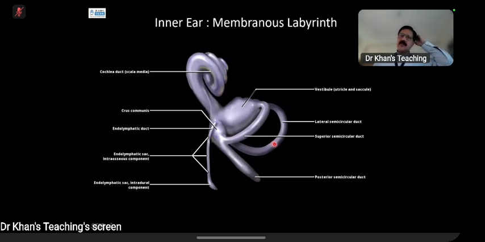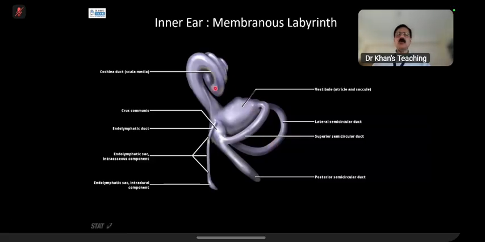This is the internal ear. Luckily, it is beyond FRCR, so I'm not going to teach you in great detail. The FRCR exam is what we call a general radiology exam, and they don't expect subspecialty type of things, congenital abnormalities and everything.